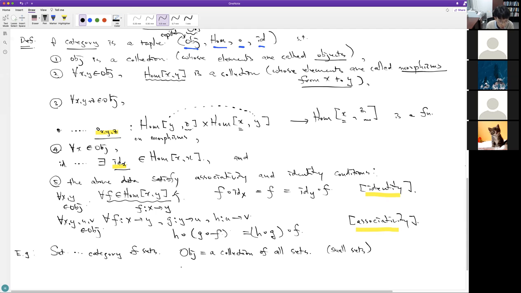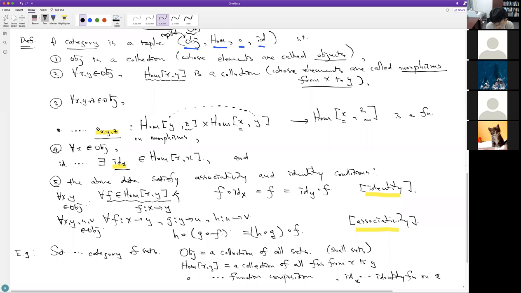Okay. And then for home of XY, in this case, it's just a collection of all functions from X to Y. And then the circle is function composition. And then ID is an identity function on X, on the set X.